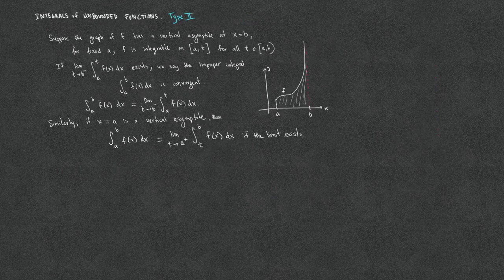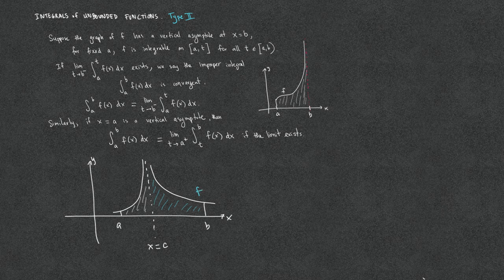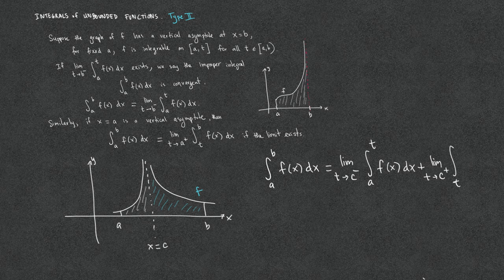If the function f of x has a vertical asymptote x equals c inside the interval a, b, then the improper integral from a to b of f of x dx can be rewritten as the limit as t goes to c from the left-hand side of the integral from a to t of f of x dx, plus the limit as t goes to c from the right-hand side of the integral from t to b of f of x dx, although the two t values are not the same. It is better to use different letters, such as p and q.